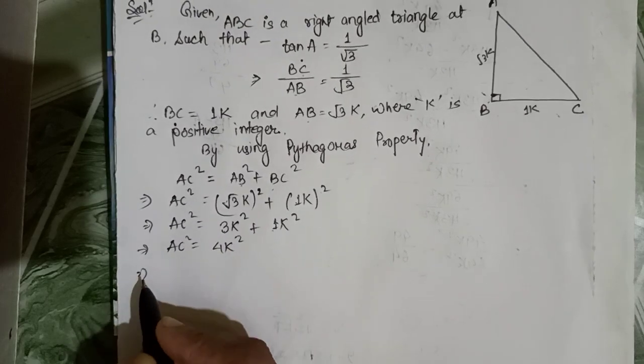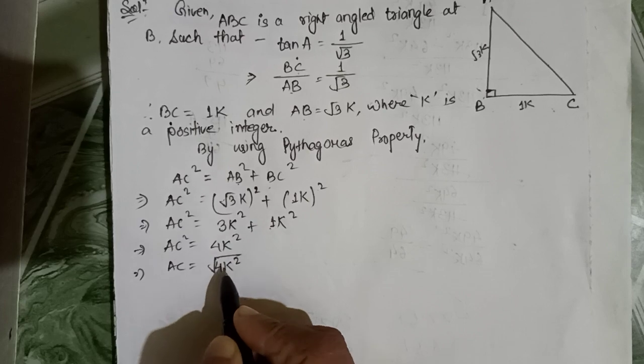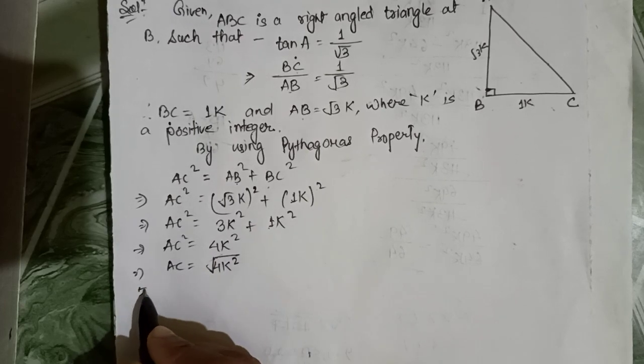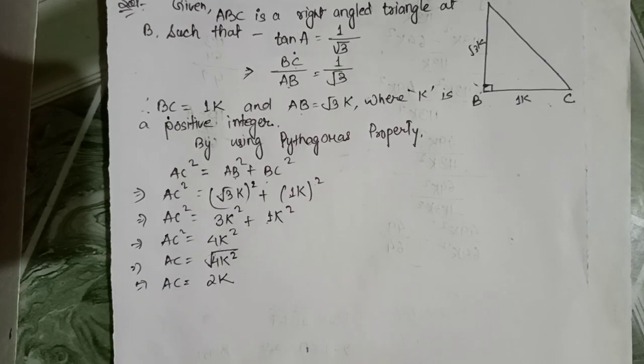Now the square will go and we take the root of 4k square. What is the square root of 4? We have 2. Square and root cancel, 2k. So AC we got 2k.